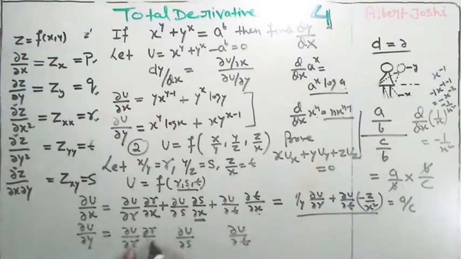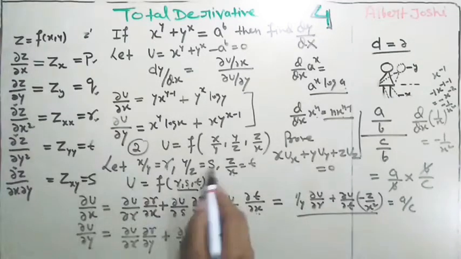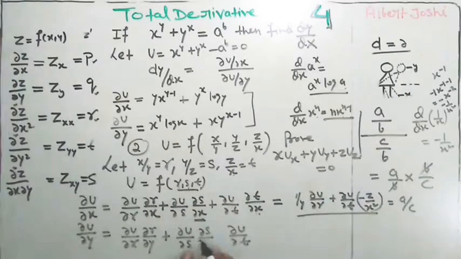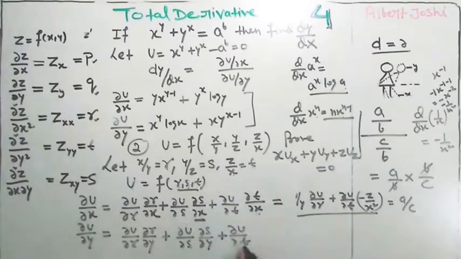You will differentiate r with respect to y, because we are differentiating with respect to y. Plus now we are differentiating s, because s is also one variable, a function actually. You are differentiating with respect to y. Plus now t is also one function, and in t there are two variables. You are differentiating t with respect to y, so del t upon del y. Now again you have to find this one.